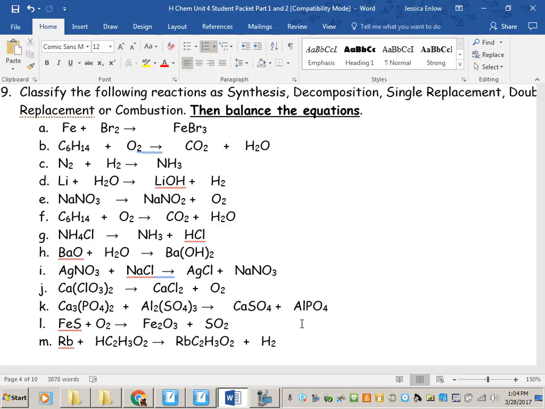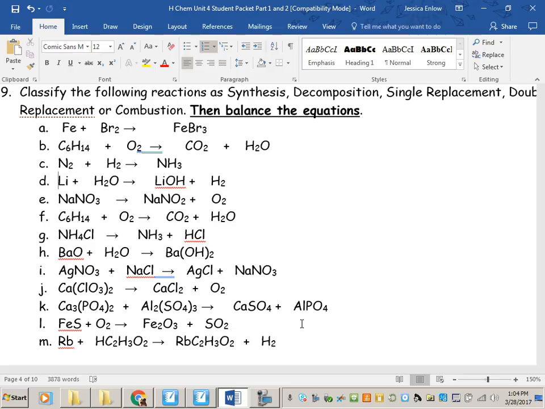So D, we have a singular element, so a metal, plus water making what? A metal hydroxide and hydrogen. So it's hard to see what's happening here. But I told you guys yesterday, occasionally you might want to write water how?